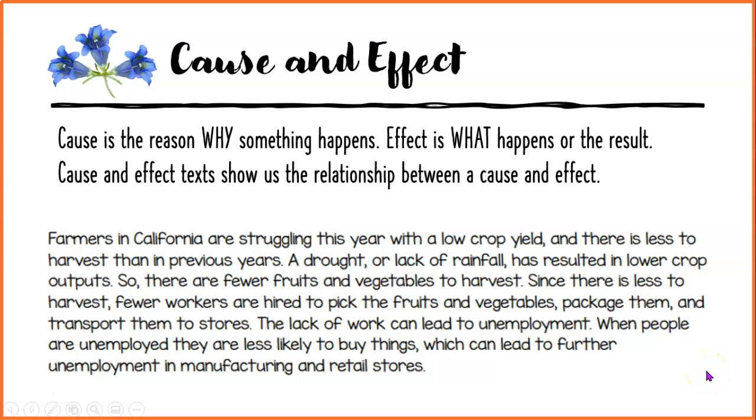So an example of a cause and effect passage. Farmers in California are struggling this year with a low crop yield, and there's less to harvest than in previous years. A drought or lack of rainfall has resulted in lower crop outputs, so there are fewer fruits and vegetables to harvest. Since there is less to harvest, fewer workers are hired to pick the fruits and vegetables, package them, and transport them to stores. The lack of work can lead to unemployment. When people are unemployed, they are less likely to buy things, which can lead to further unemployment in manufacturing and retail stores.